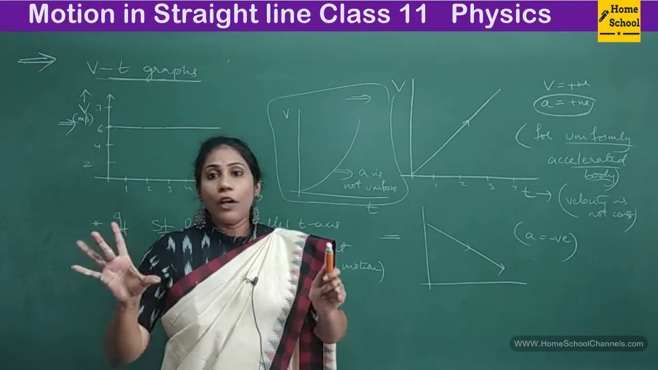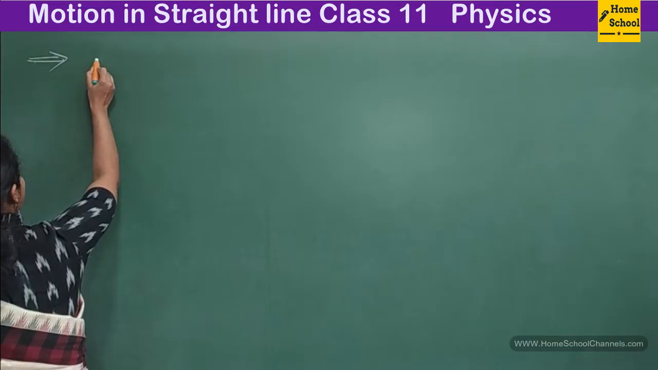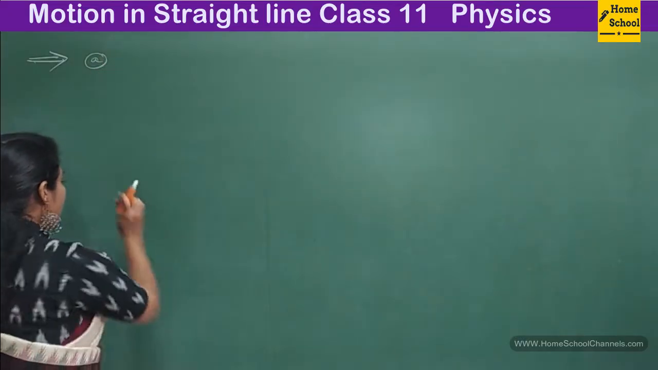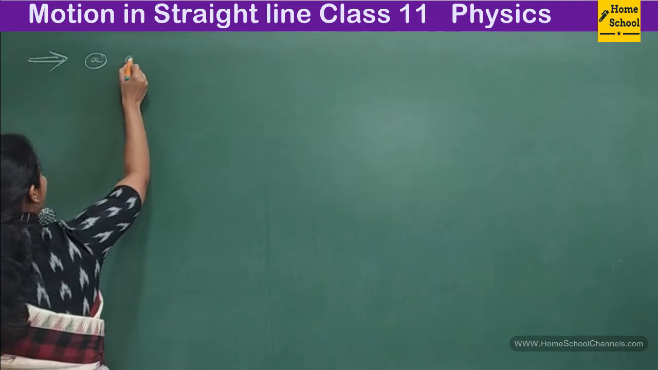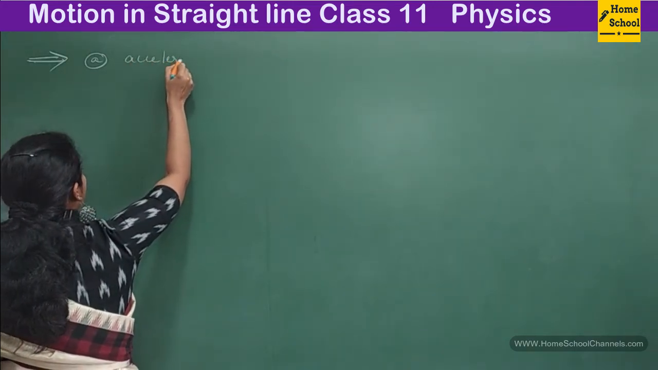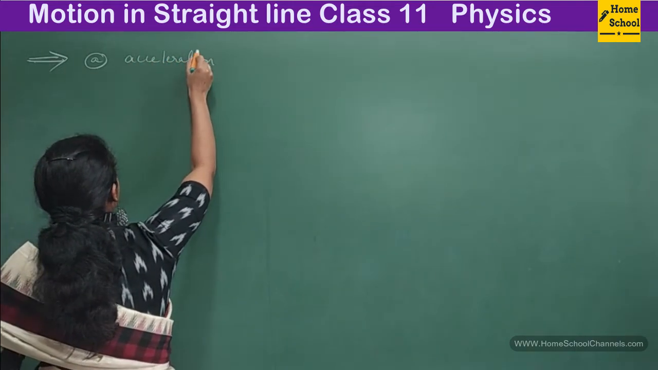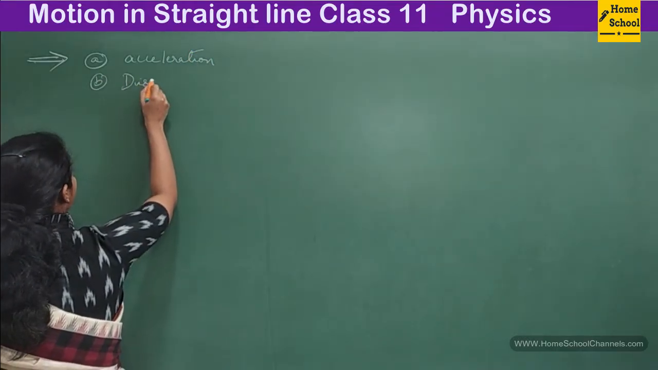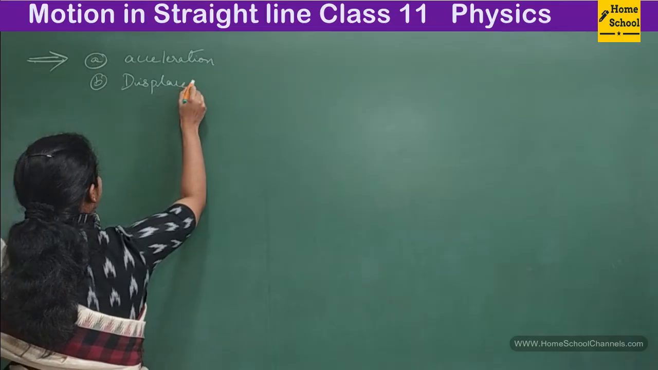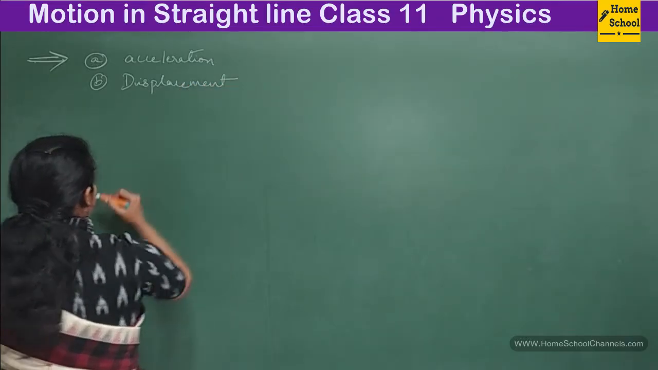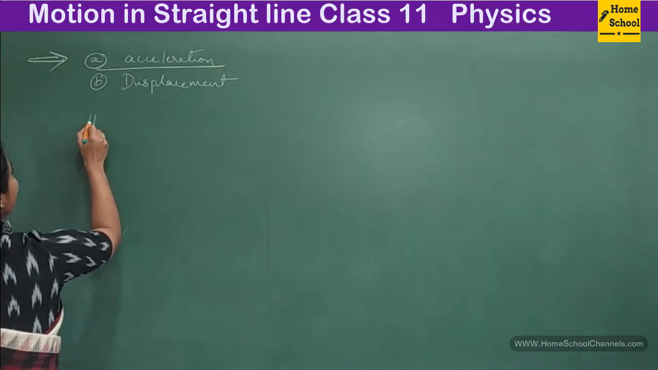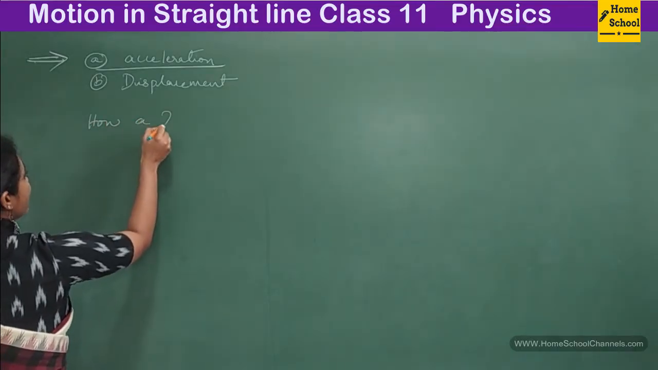So let us see how to identify that. So let me write it first. Two important things that we can find out from the v-t graph, that is acceleration, and we can also find the displacement of an object. From the v-t graph, we can find the displacement of an object. So first, let us talk about how we can find acceleration.